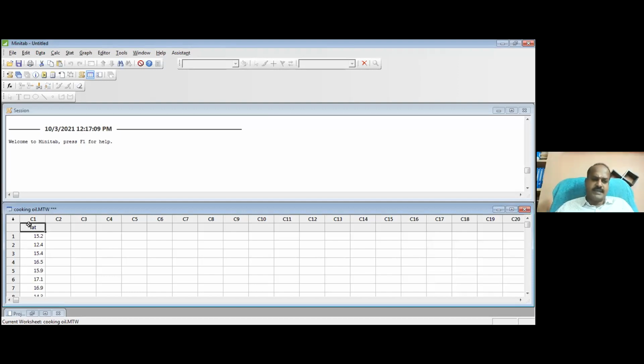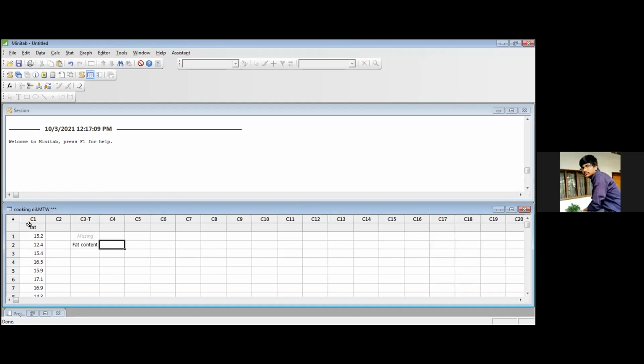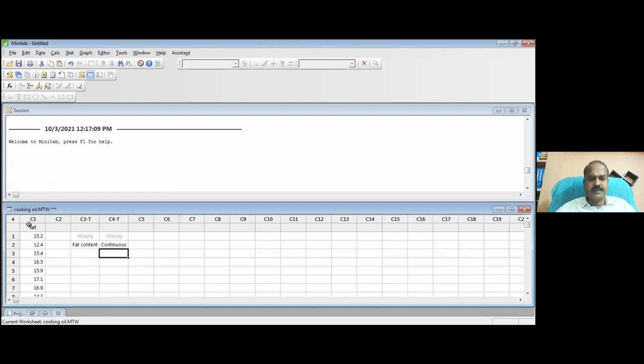This is fat content. Is fat content continuous data or discrete data? Continuous. Very good, fat content is continuous data. On a cooking oil bottle, it is mentioned that the fat content is 15%. But I want to understand whether it is really 15% or not.